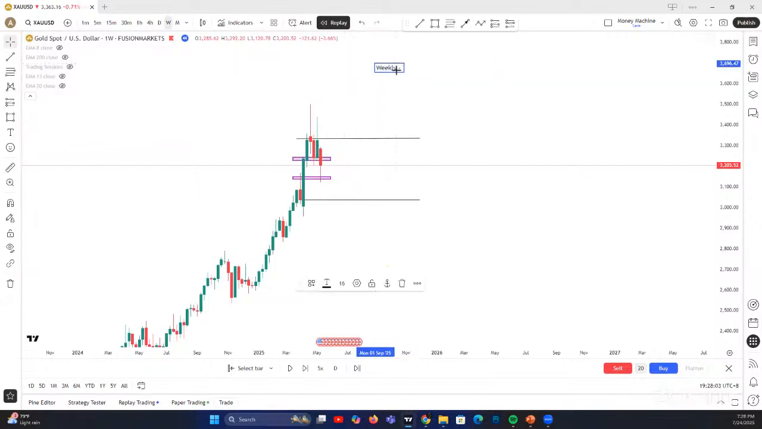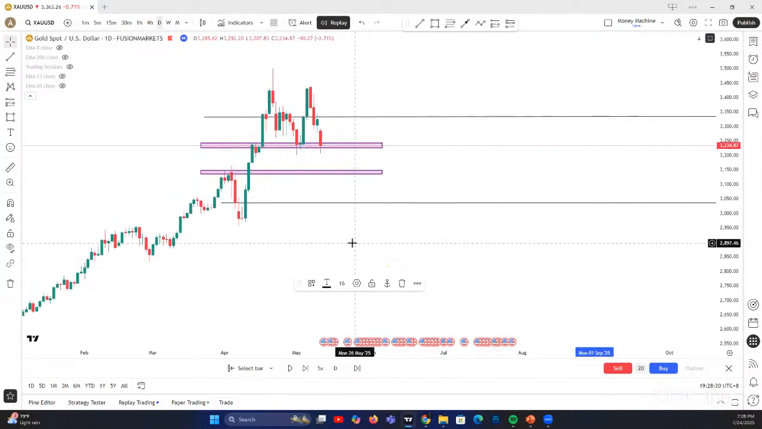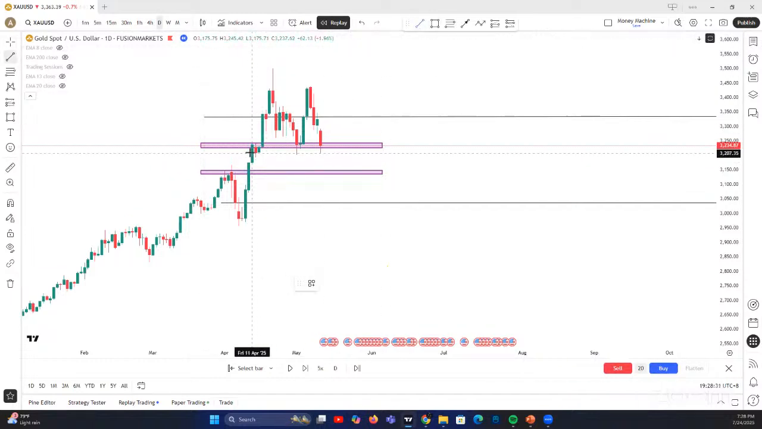Weekly bullish. Daily, okay. Who can answer if this is bullish or bearish? Bullish. Sideways. Now, where is that V level? Always mark the V level. This is a V level, my friend.